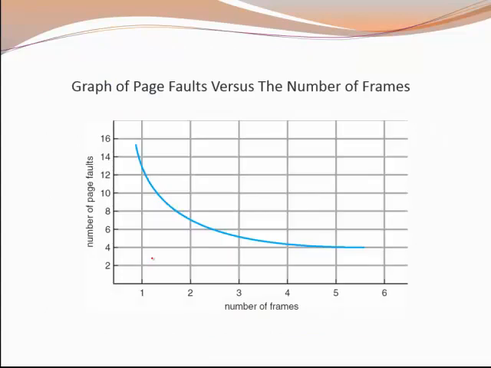This diagram shows the graph between the number of page faults and the number of frames. You see that when we have fewer frames, the page fault rate is high. As we increase the number of frames, the page fault rate decreases. This is the normal tendency: when we increase the number of frames, page faults decrease, and when we decrease the number of frames, page faults increase.